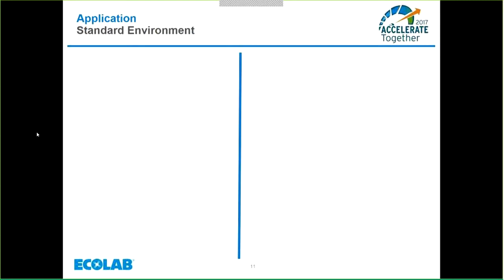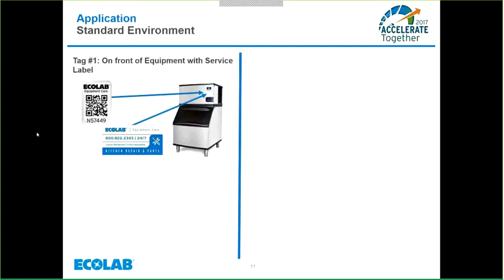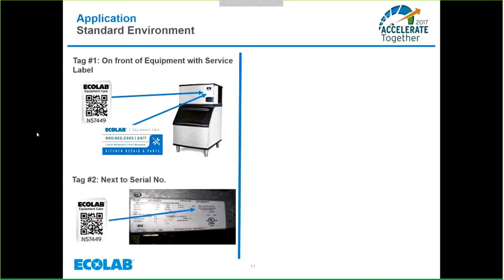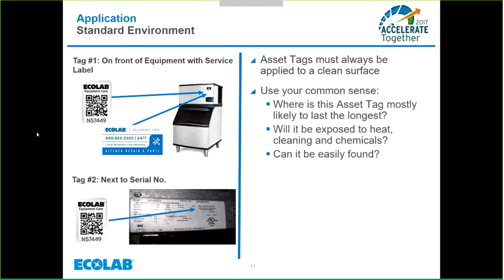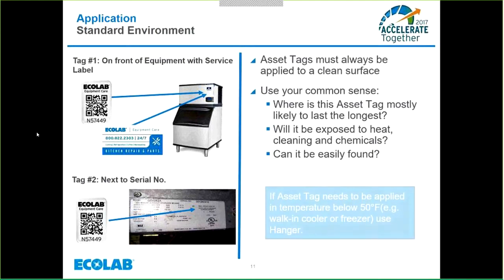Application. In a standard environment, the first tag is applied on the front of the equipment with the service label. The second tag is applied next to the serial number. Asset tags must always be applied to a clean surface, and use your common sense when placing them. Where is this asset tag most likely to survive the longest? Will it be exposed to heat, cleaning, and chemicals, and can it be easily found?